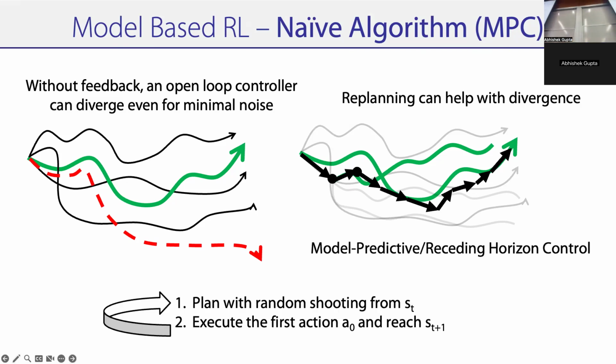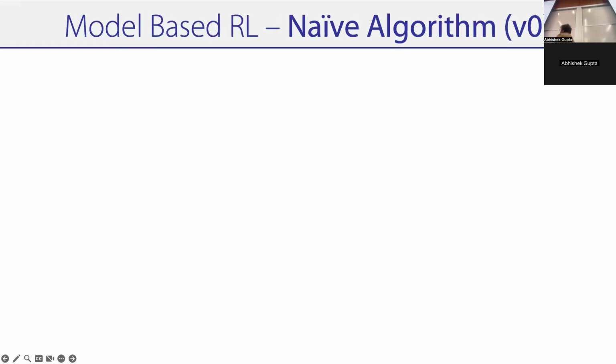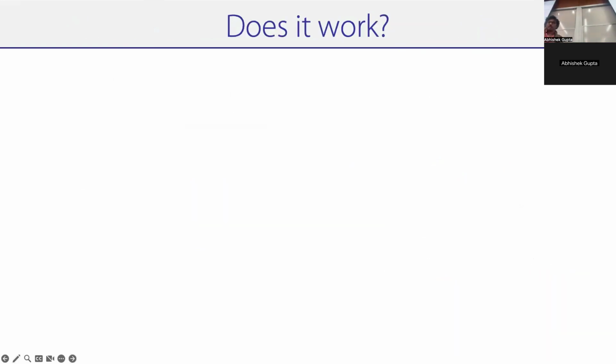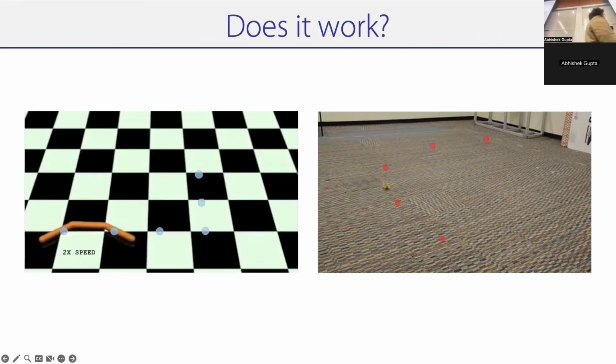Okay, and so the procedure is pretty simple. It says plan with random shooting from ST, execute the first action, reach ST plus 1, plan with random shooting again. So this kind of thing does work in practice. Doesn't work amazing, but it does work on a real robot. It does work in simulation.